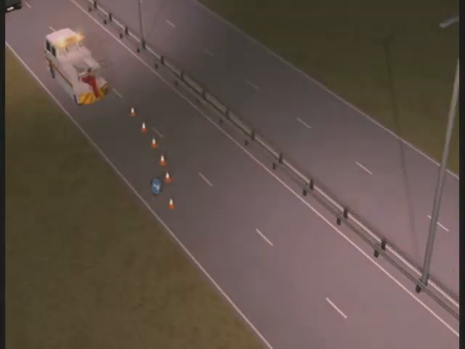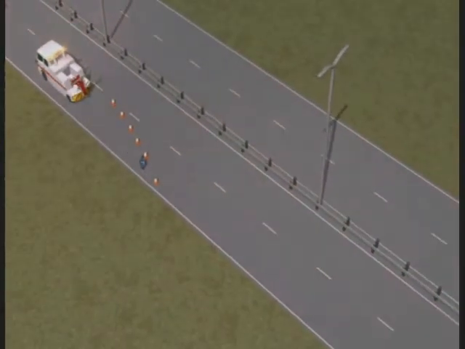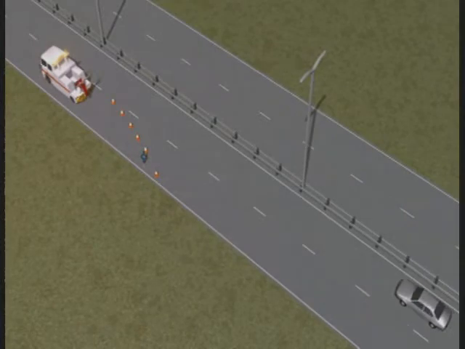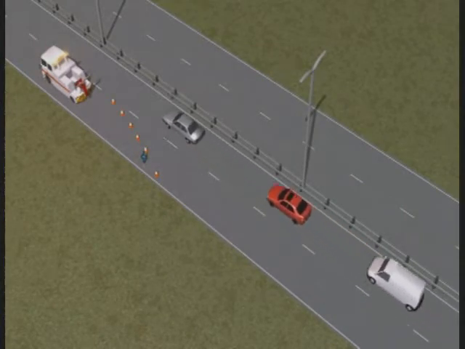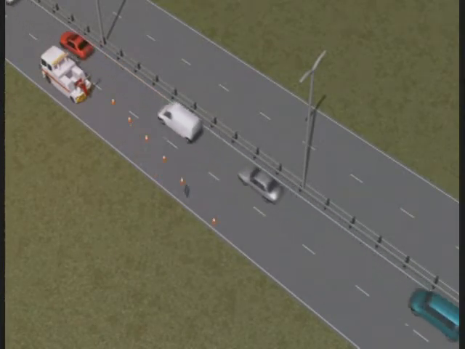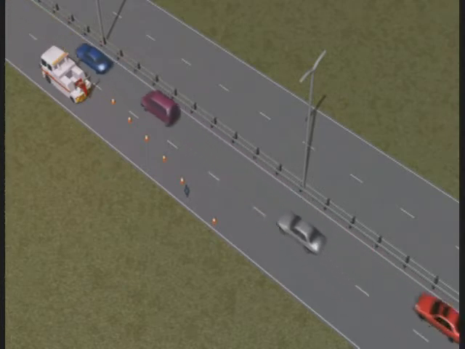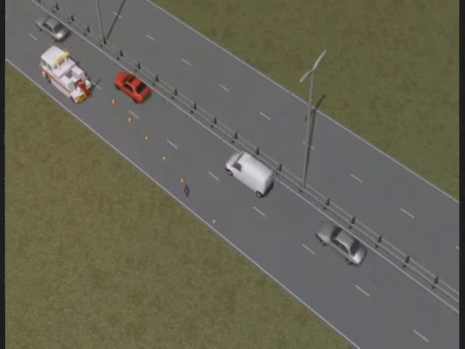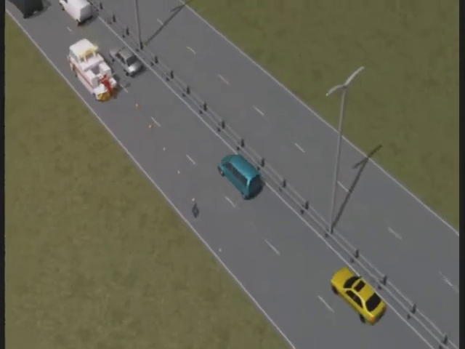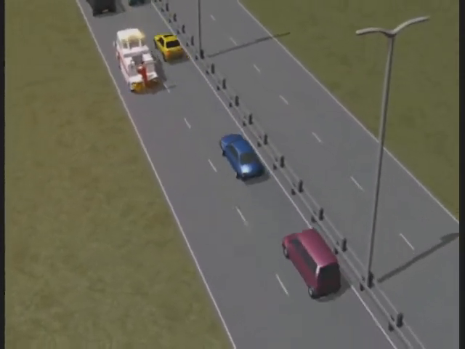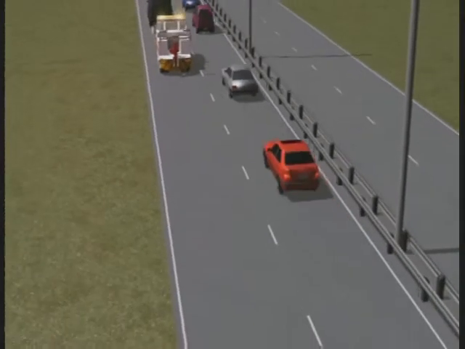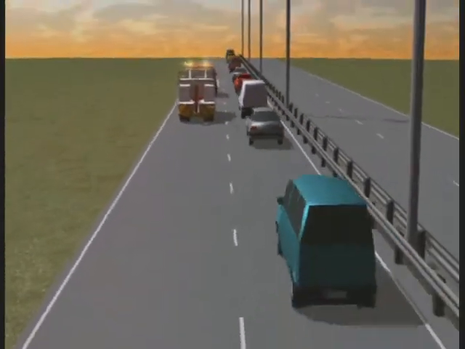When you use cones on a dual carriageway, the way you set them out depends on the speed limit. The faster the traffic, the longer the taper to give them enough warning at the higher speeds. If the cones weren't there, this is what's happening as the traffic changes lanes. And any incident will occur very close to where you're working.